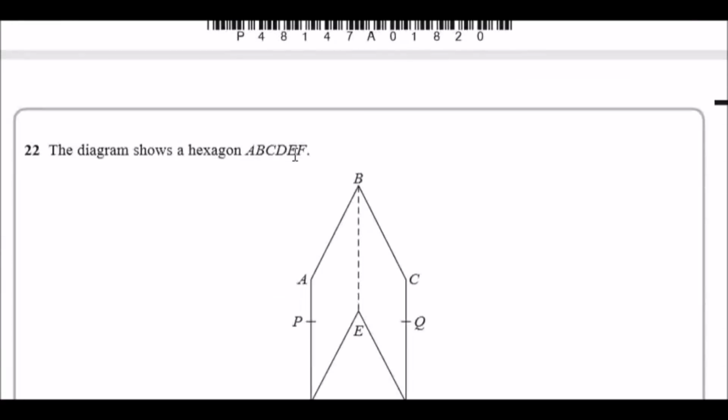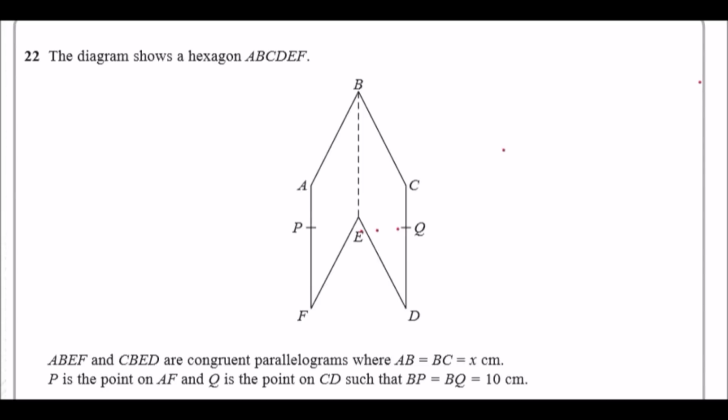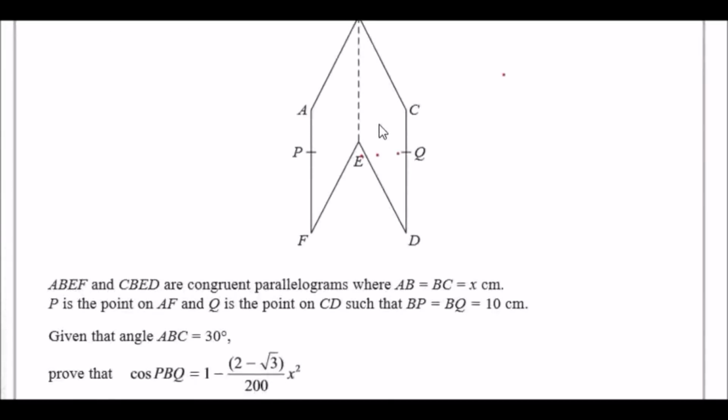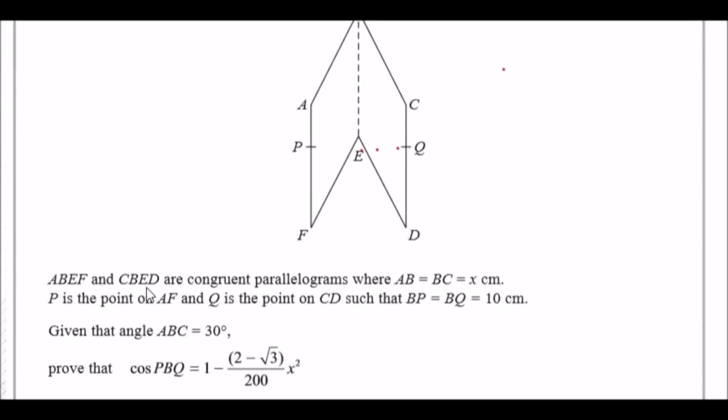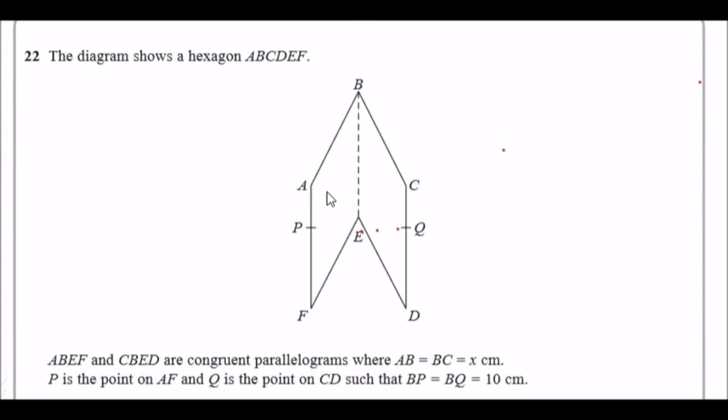Okay, let's move on. Final question, guys. Question 22. This is ranked as one of the hardest questions apparently, but let's have a go and break it down so it looks, trust me, dead easy. The diagram shows a hexagon ABCDEF, and they kind of look congruent. Now, ABEF, so the left side and the right side of the shape, are congruent parallelograms, where AB equals BC equals X. Like it says, call them X.